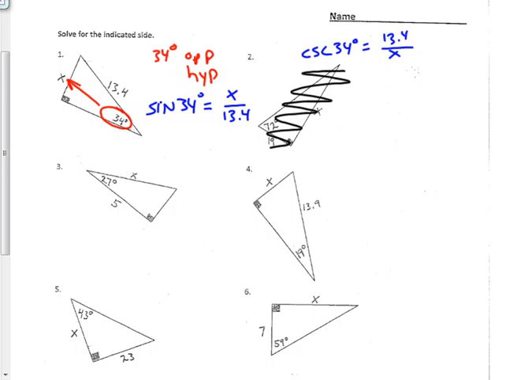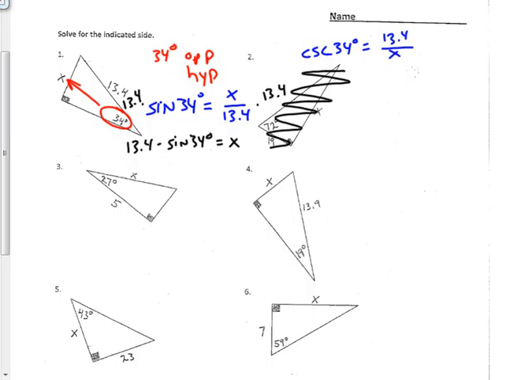So we're looking at solving sine of 34 degrees equals x over 13.4. Well, in order to solve this, to get x by itself, I have to multiply by 13.4 on both sides. Well, that means I've got 13.4 times the sine of 34 degrees, and that's just a calculator problem. I just plug that into my calculator and end up with an answer there.